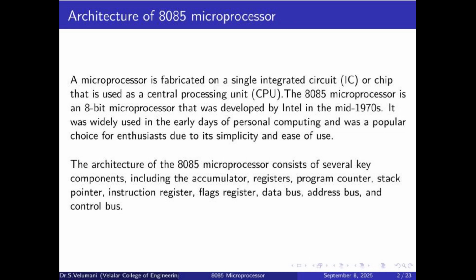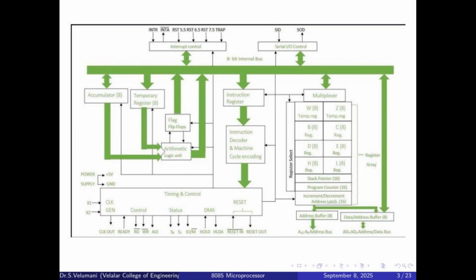Now see the layout diagram. Here you can see various blocks: accumulator, temporary registers, flag flip-flops, arithmetic logic unit ALU, and instruction register, instruction decoder, and on the right side you can see multiplexer and various temporary registers like W, Z, B and C, D and E, H and L temporary registers.